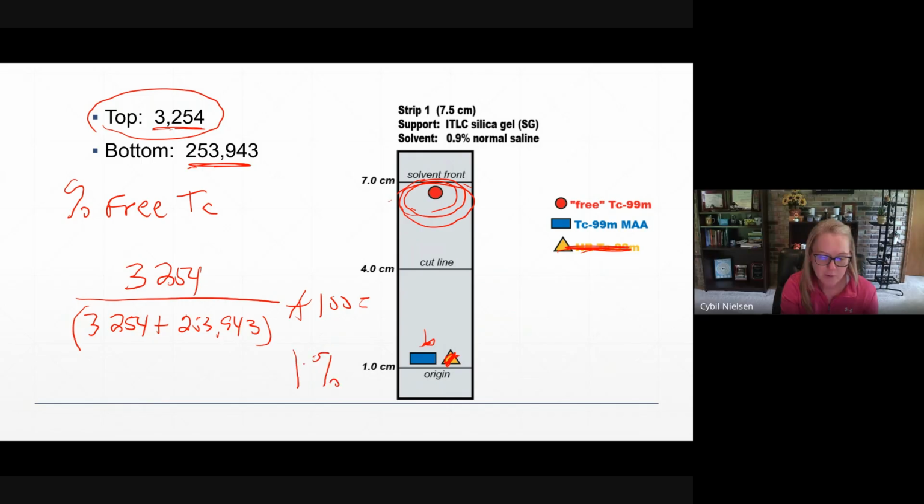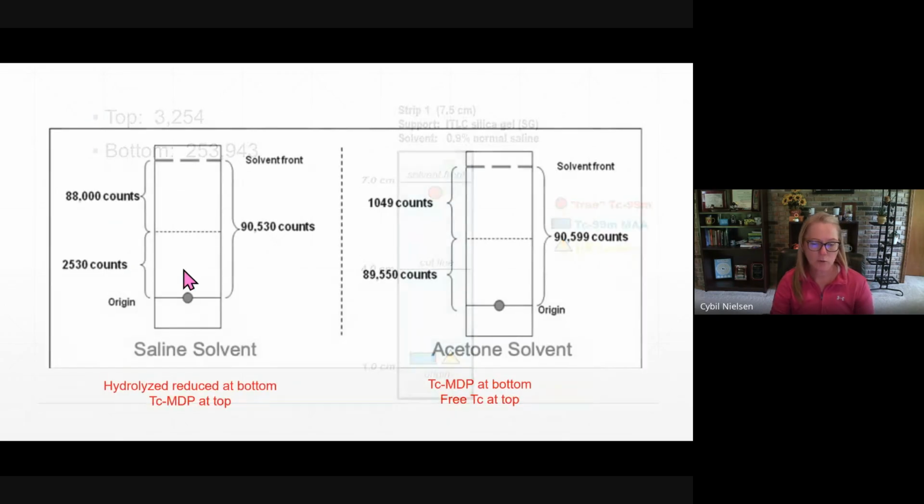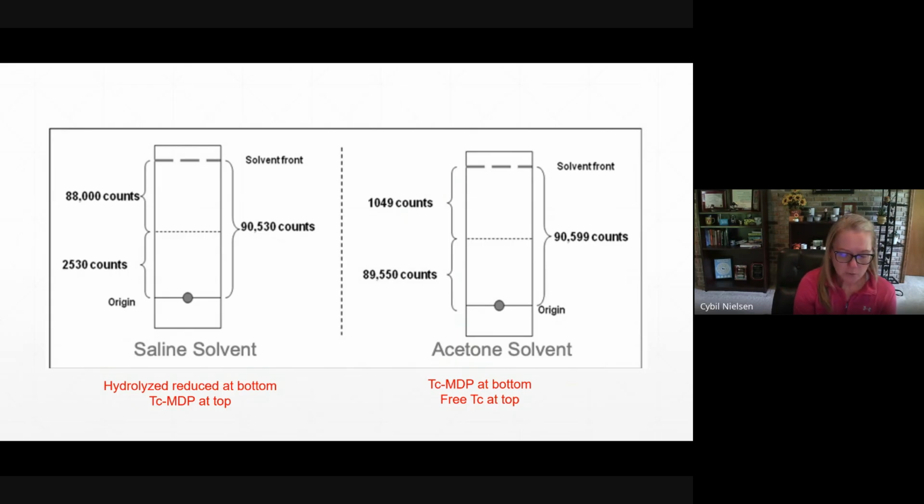1.26. Very good. We're going to call it 1%. So if I have 1% impurity, what is my percentage of purity? 99. Got it. Yes. All right. We'll do one 2-strip test and then we'll move on. All right. So in this one, Tech MDP, I've got hydrolyzed reduced at the bottom and I have Tech MDP at the top.